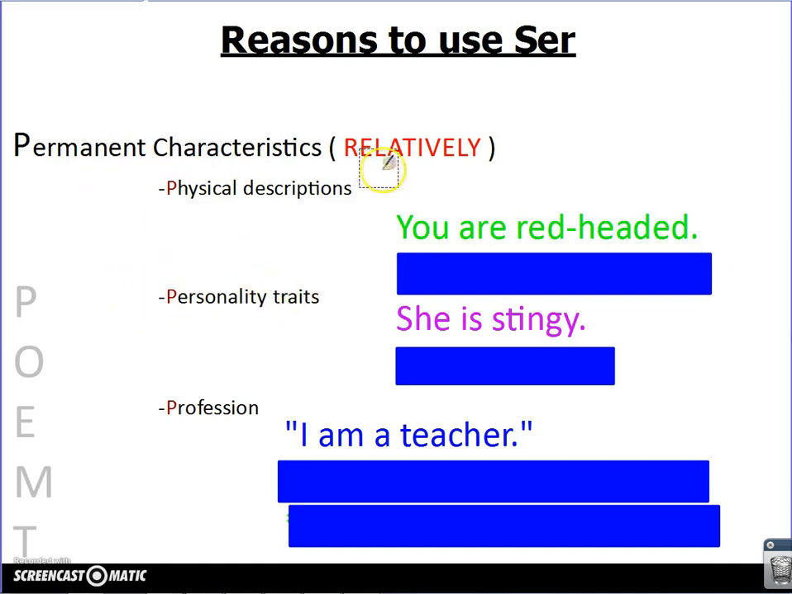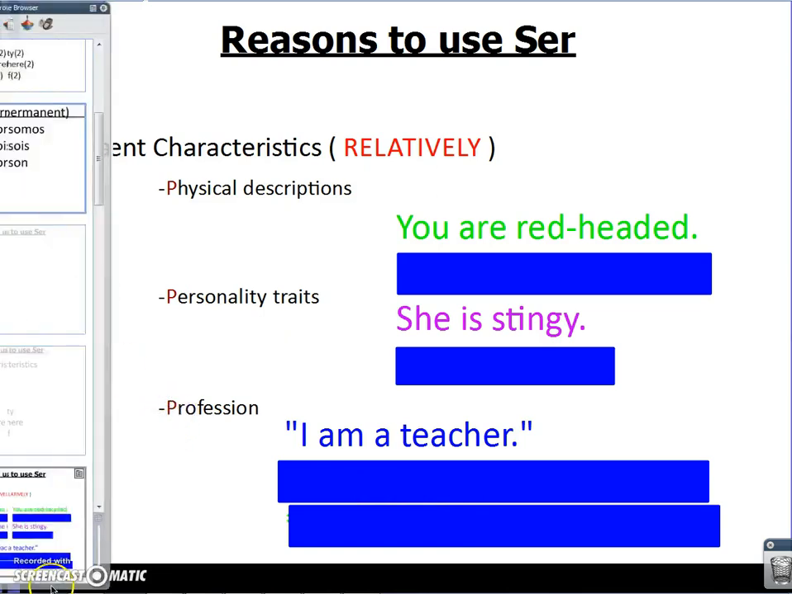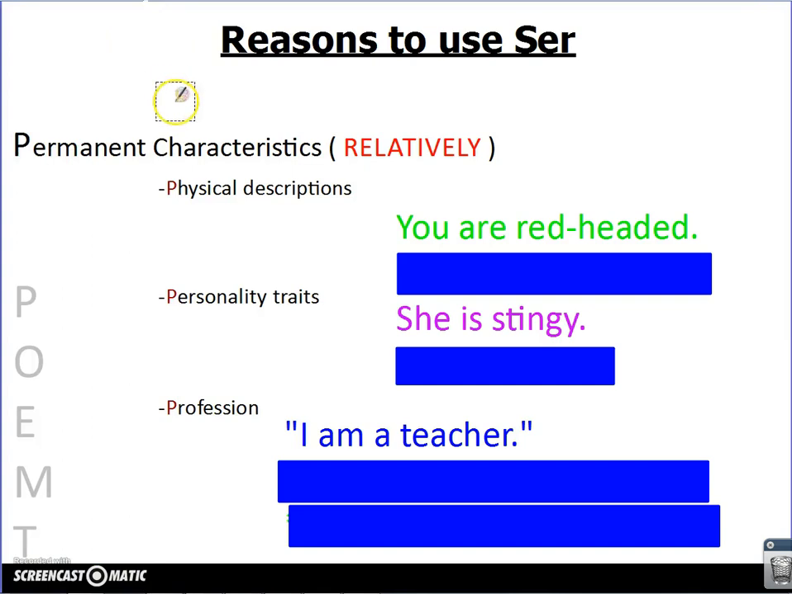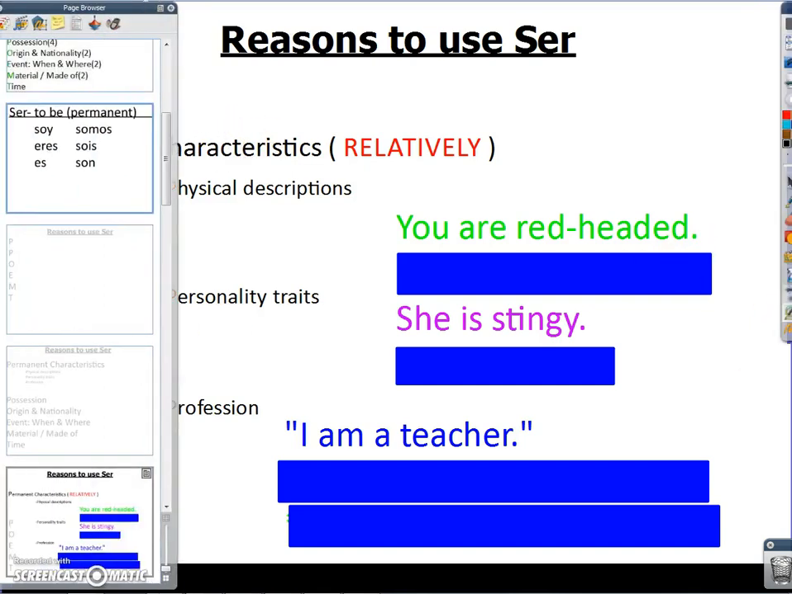Personality traits are another relatively permanent characteristic. Our example sentence is, she is stingy. Skip that line for the English translation, and then write down profession, because that's another relatively permanent characteristic that we use ser with, and our example sentence is, I am a teacher. And then it looks like here you need to skip 2 blank lines for additional information in our notes. So that's what the first P in poem with 2 P's and a T stands for. Let's keep going and find out what the next P is for.